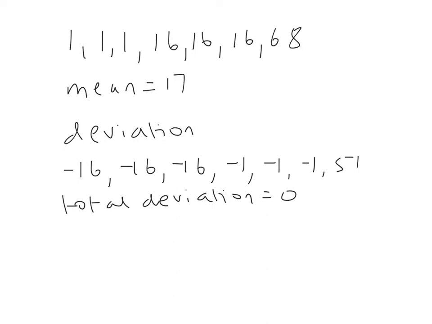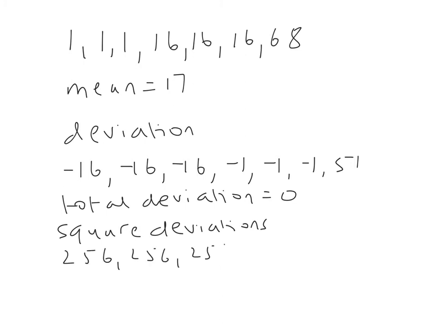The fact that the 1 is 16 below the mean and the 68 is 51 above the mean, the minus signs really aren't that important. So what would be a good idea would be to square these numbers. So I'm going to square the deviations, and that will get rid of the minus signs. So that's 256, 3 of those. 1 squared is 1, and 51 squared is 2601.